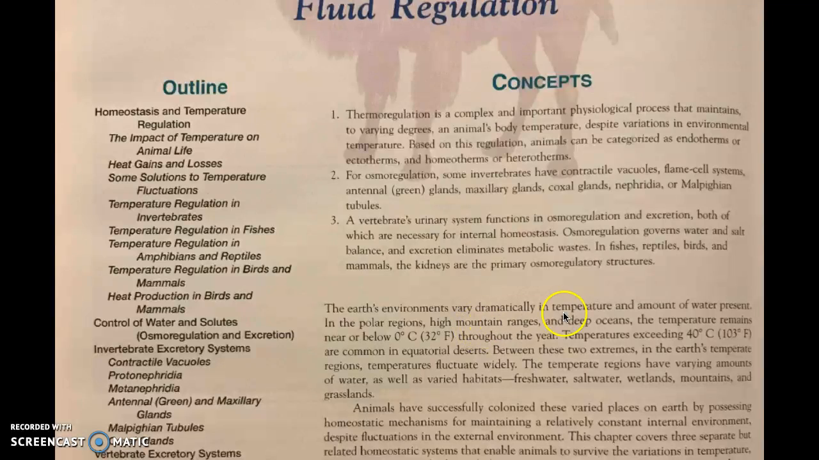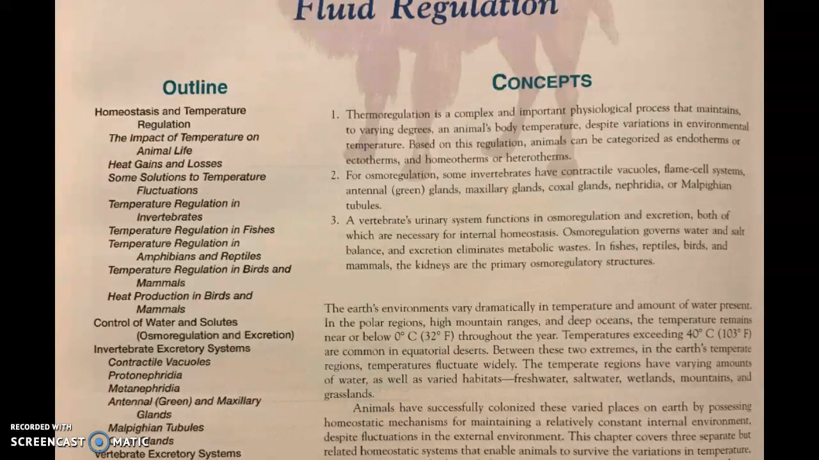The Earth's environments vary dramatically in temperature and amount of water present. Okay, so here we can see that the author is describing an environment for us, and therefore it may be helpful to visualize what these environments are like in our head as we read. In the polar regions, high mountain ranges, and deep oceans, the temperature remains near or below 0 degrees Celsius throughout the year. Temperatures exceeding 40 degrees Celsius are common in equatorial deserts. Between these two extremes, in the Earth's temperate regions, temperatures fluctuate wildly. The temperate regions have varying amounts of water, as well as varied habitats: freshwater, saltwater, wetlands, mountains, and grassland.